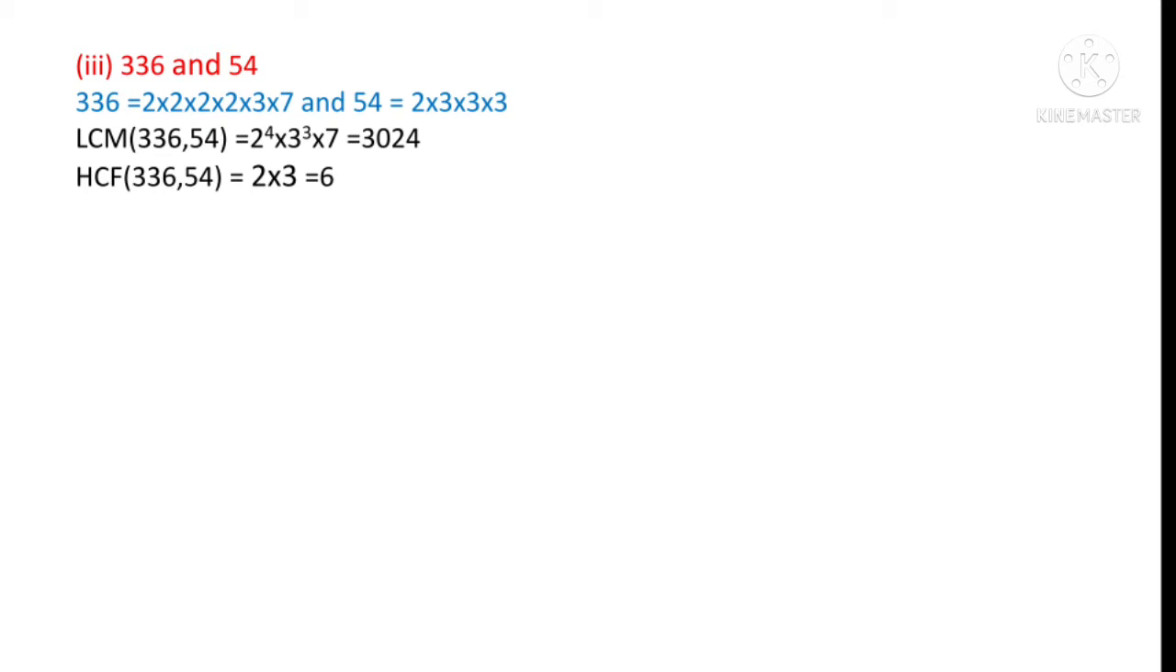From here you can easily find out the SCF. The SCF 2, there is only one 2 in 54, so that we will take it, and 3, there is only one 3 in 336, that we take it, so the SCF is 6, and the LCM is, we take the remaining thing, so we get the LCF.